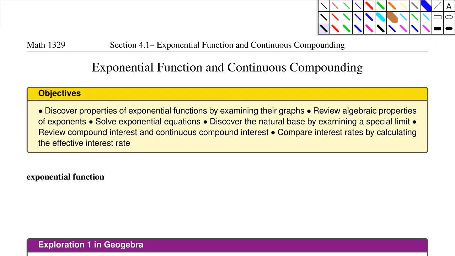In section 4.1, we study exponential functions and continuous compounding. That has to deal with money. So in this section, we're going to discover the properties of exponential functions by examining their graphs. We'll review the algebraic properties of exponents. We'll solve exponential equations, discover the natural base by examining a certain special limit, and review compound interest and continuous compound interest. And then we'll compare interest rates by calculating what they call the effective interest rate.